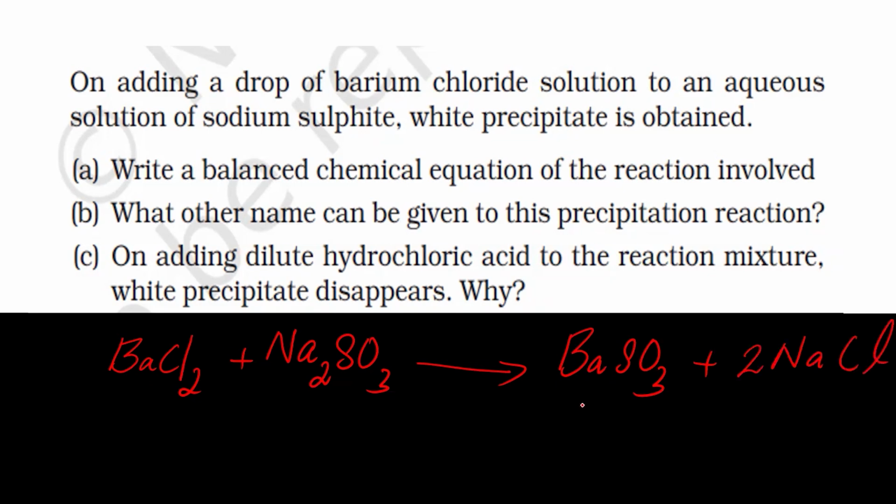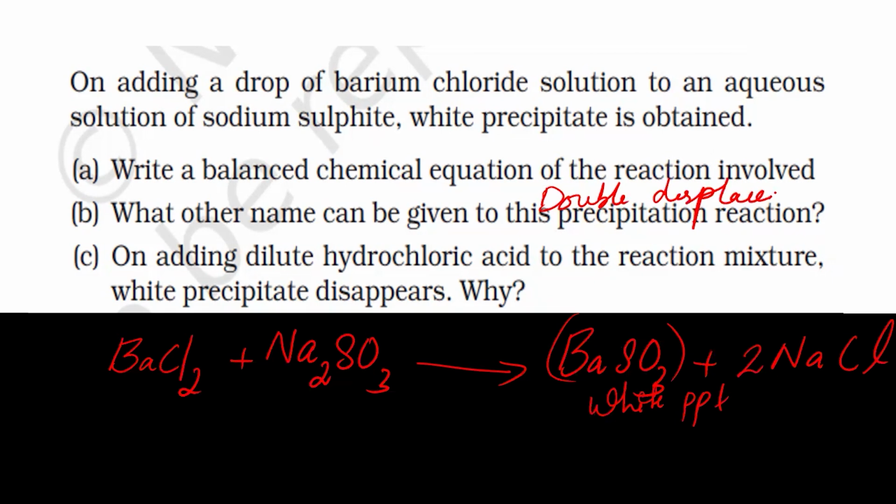2NaCl. So this is the white precipitate that is formed. Barium sulfite. Write the balanced equation. That is what we have written. What other name can be given to this precipitation reaction? Yes, double displacement reaction.